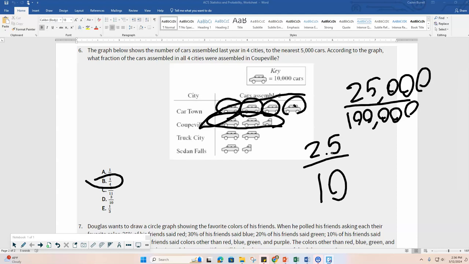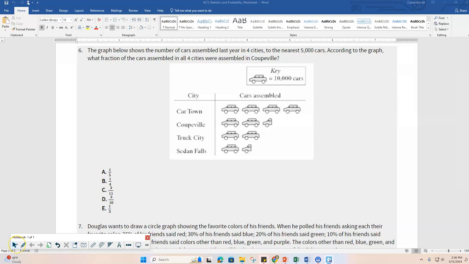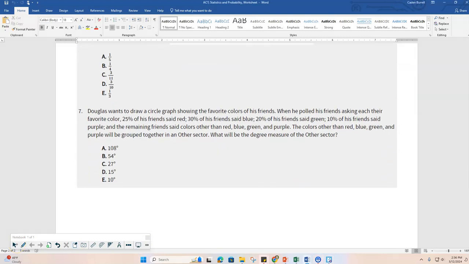All right. Last but certainly not least, question 7. Go ahead and take a minute. Douglas, bless his heart, wants to draw a circle graph showing the favorite colors of his friends. He asked each of his friends their favorite color. 25% of his friends said red, 30% said blue, 20% said green, 10% said purple. The remaining friends said colors other than red, blue, green, purple, which are in the other sector. What will the degree measure of the other sector be? Other sector. Okay.